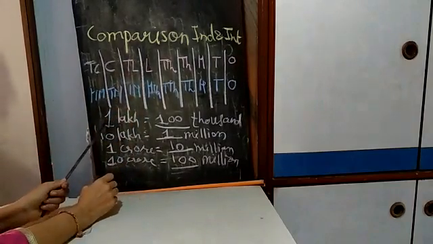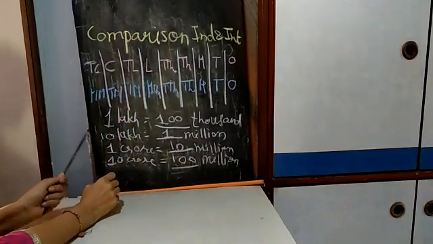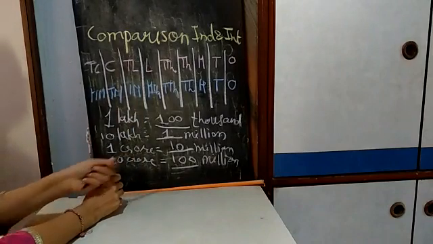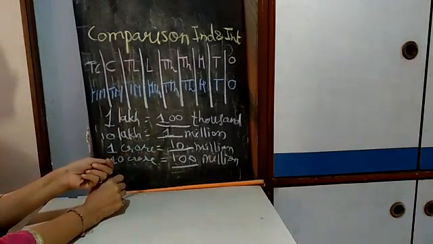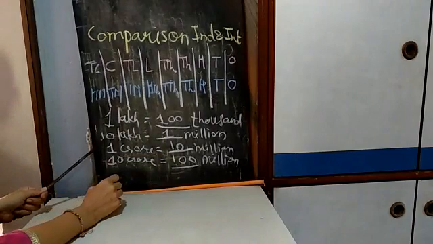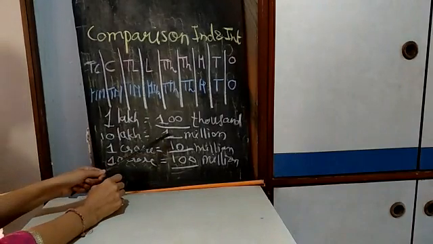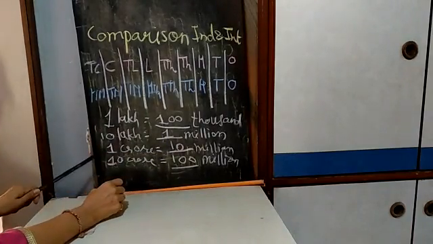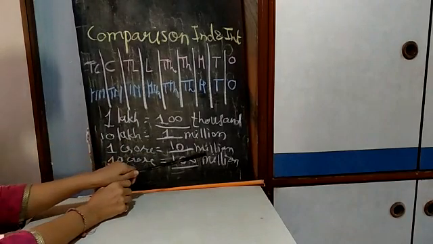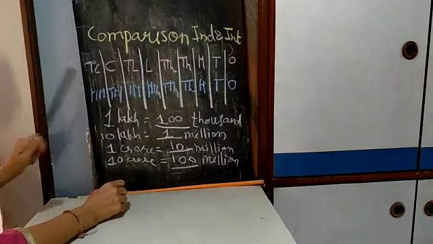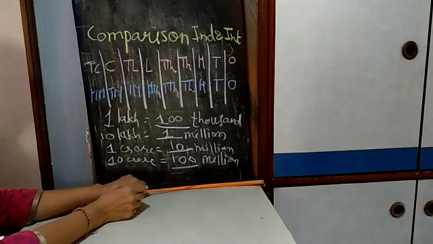Now instead of 1 lakh, if it is 5 lakh, so 5 lakh is equal to how many thousand? 500,000. Right? If it is 50 lakh, so 50 lakh is equal to 5 million. 5 crore is equal to 50 million. 50 crore is equal to 500 million.